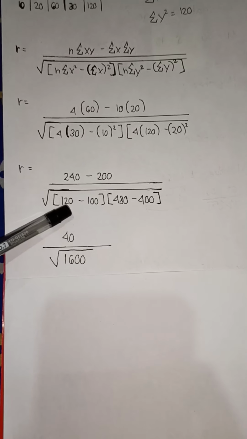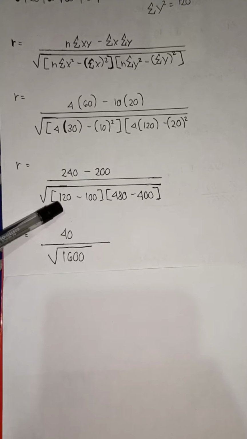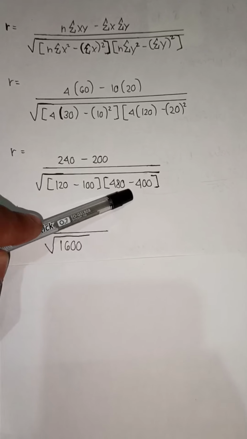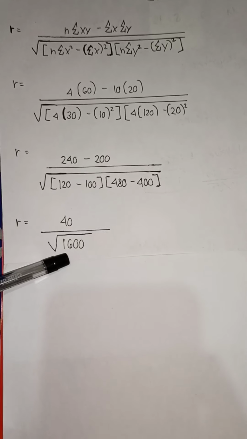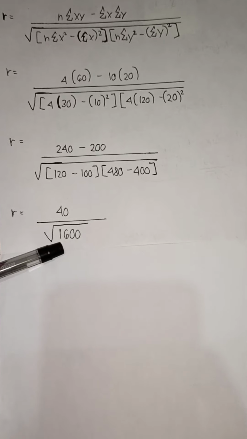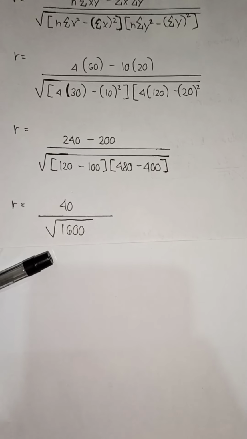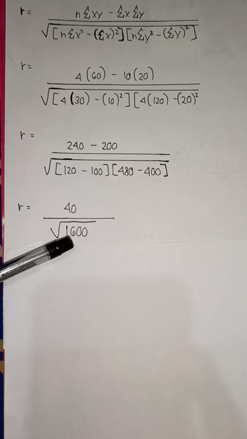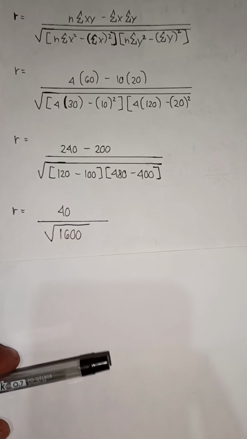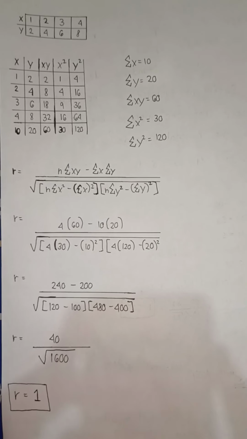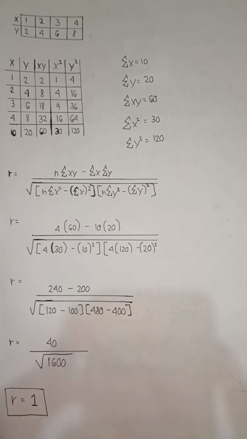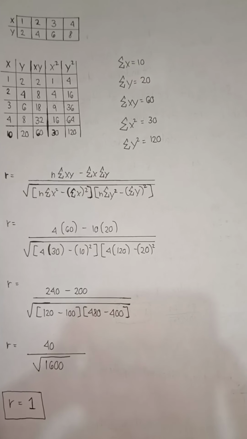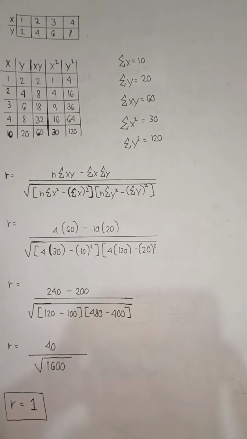And if we calculate 120 minus 100 times 480 minus 400, the answer is the square root of 1600. Then 40 divided by the square root of 1600, and the answer is 1. The value is 1. And since it is positive, the slope is also positive. And if x increases, y also increases.